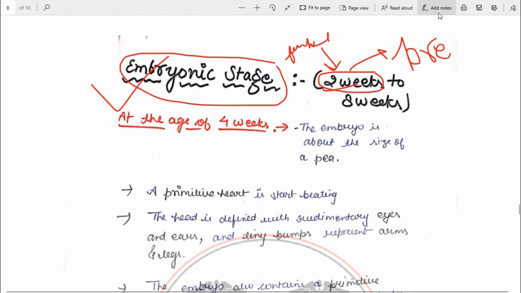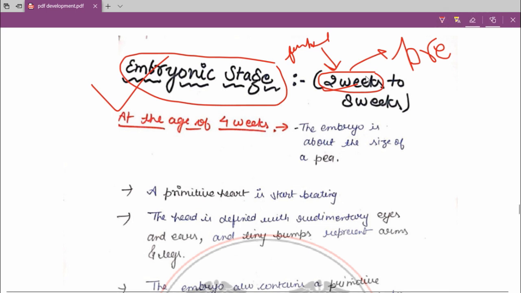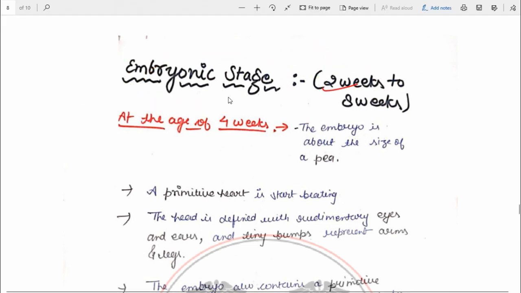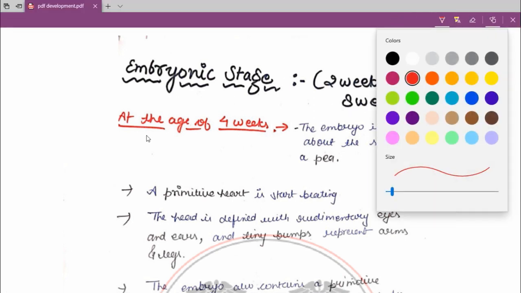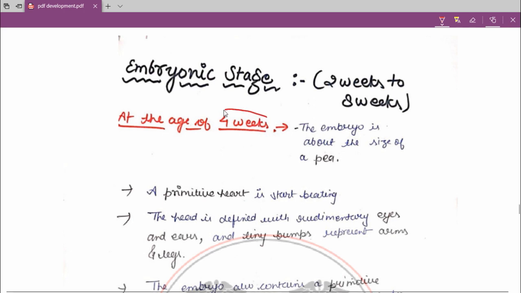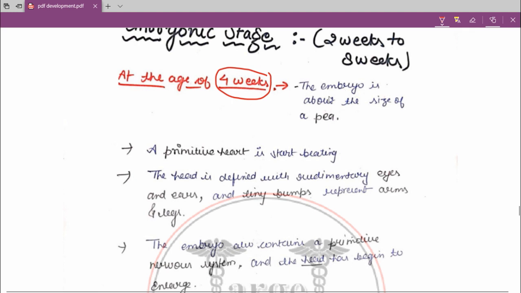Okay. So what happens in the embryonic stage? In the embryonic stage, that is from 2 weeks to 8 weeks, in between, meaning 4 weeks, 6 weeks, that comes under the embryonic stage. Okay, so at the 4th week, what happened with the fetus? The embryo is about the size of a pea.